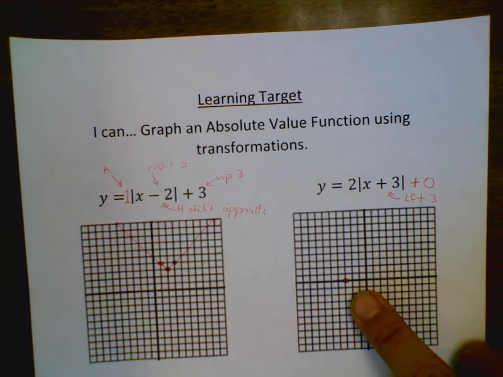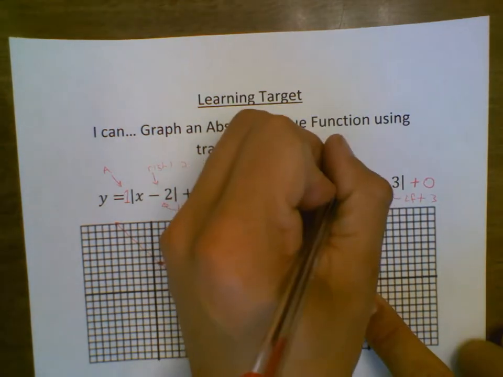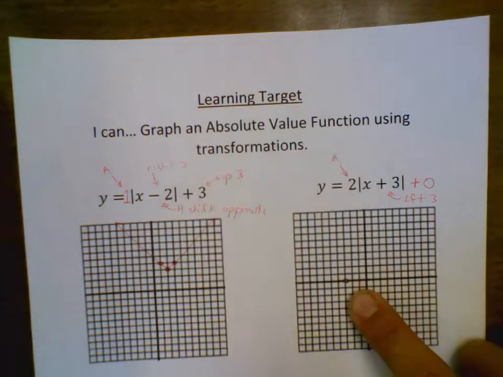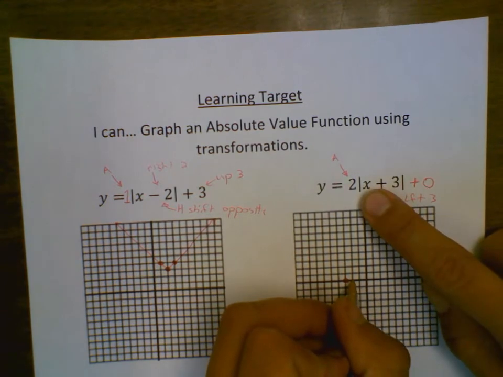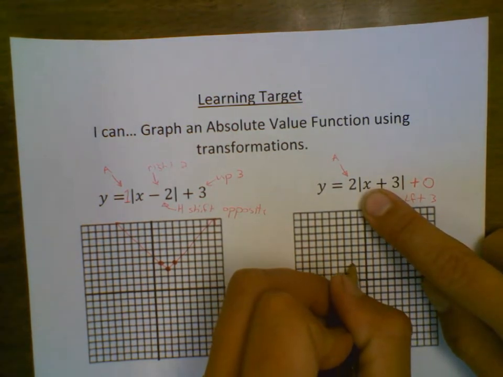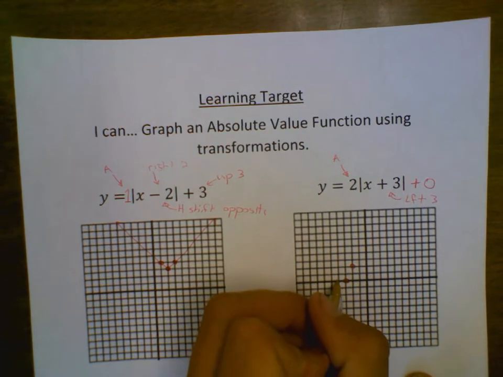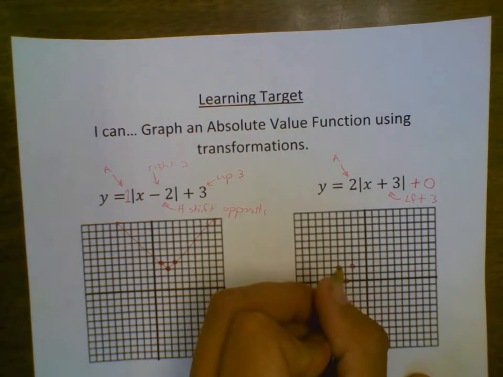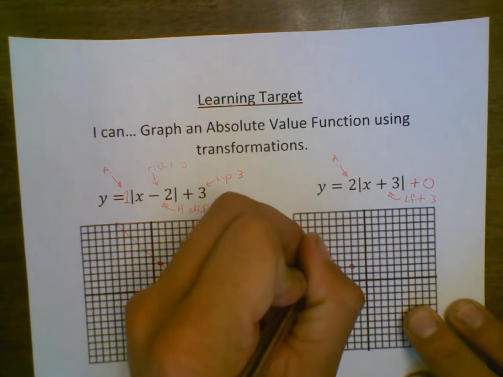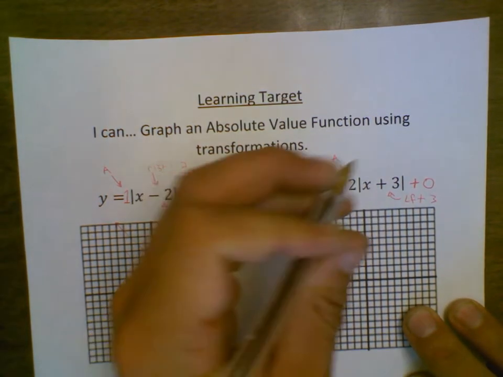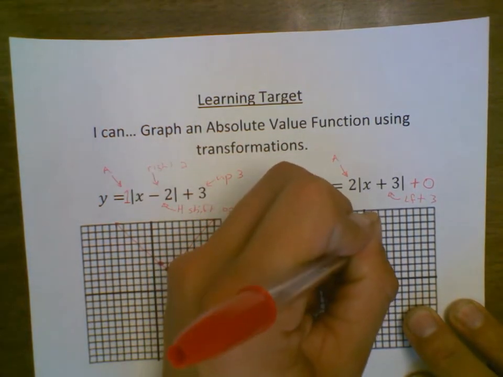Once I have that point on my graph, I'm then going to use the A as my vertical stretch. So when I go over 1, I have a vertical stretch of 2, so I'm up 2, and then when I go over 1 the other way, I've been vertically stretched 2. And then once again, I can just draw my V going through those 3 points.